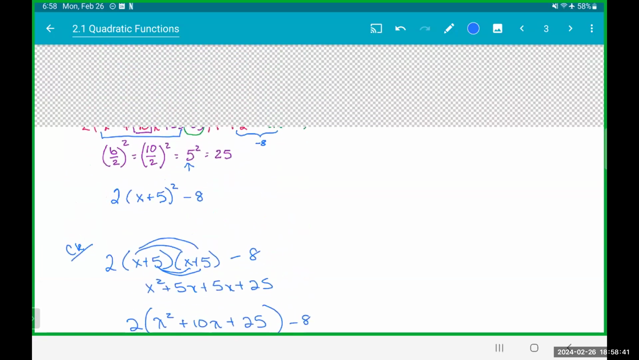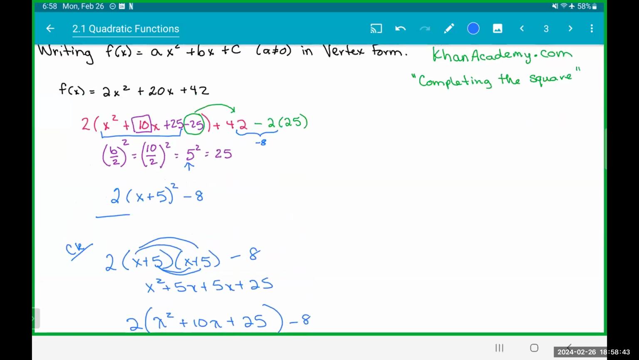Okay. So now this right here is our formula in vertex form. So now I could say, well, my vertex then is h, which is -5, and my k, which is -8. So my vertex is -5, -8. Because remember, this right here is 2 times x minus -5 squared minus 8. So h equals -5, k equals -8.